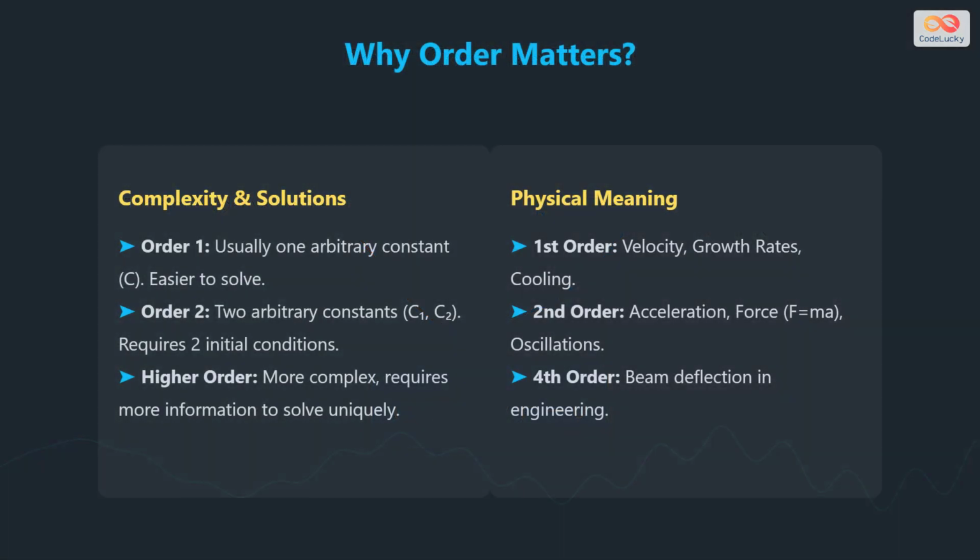Why do we care about this? Because the order tells us how difficult the equation will be to solve. A first-order equation usually has one general solution with one constant. A second-order equation, like those used in physics for acceleration, will have two constants and needs more information to solve. It helps us choose the right mathematical tool for the job.